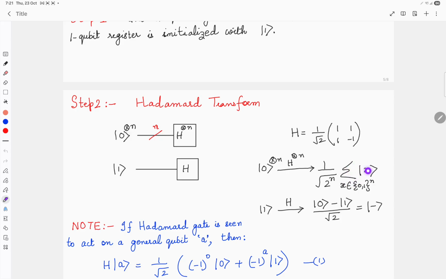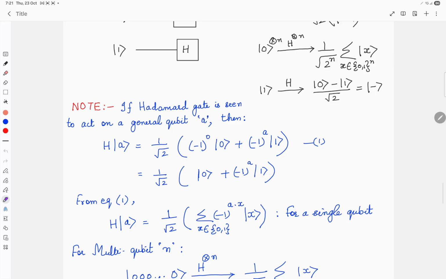But in the multi-qubit case, how many possibilities of the input are there? Let's say n is equal to 2, 4 possibilities, n is equal to 3, 8 possibilities, and so on. Like that, this |x> will have values |00>, |01>, |11>, like that for the 2-bit combination, and for 3 qubits it will have 8 combinations. So it is basically the equal superposition of all the eigenbases, or the computational basis basically.